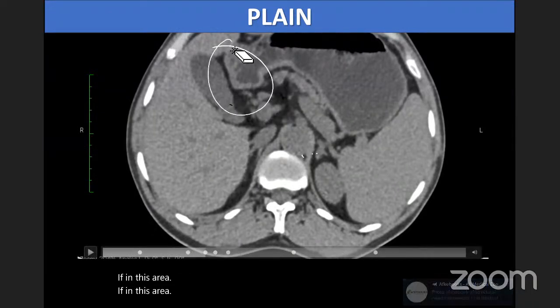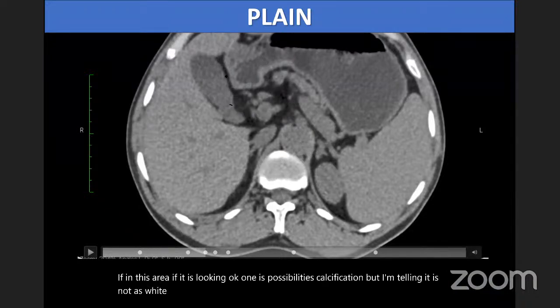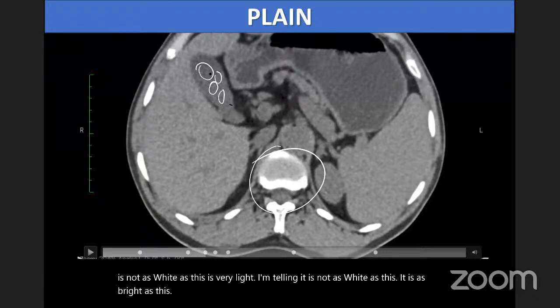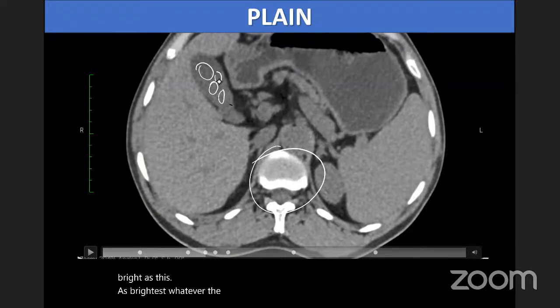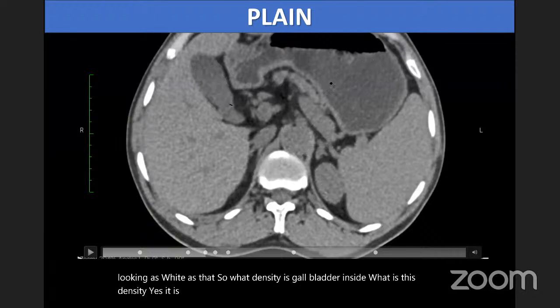If it is looking like this, one possibility is calcification, but I'm telling you it is not as white as this. It is very light. It is as bright as whatever the gallbladder is looking, as white as that. So what density is inside the gallbladder? What is this density? Yes, it is an edema. Good, it is an edema.